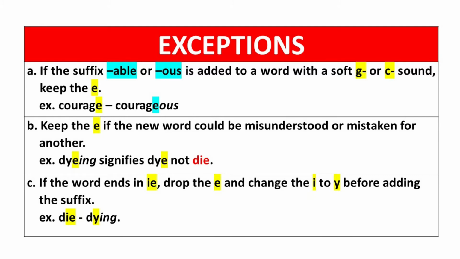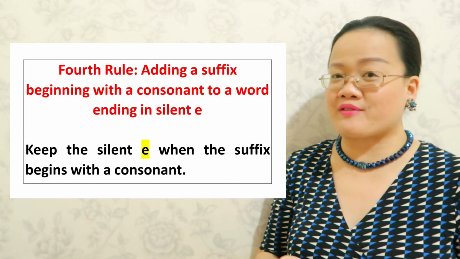Letter C. If the word ends in IE, drop the E and change the I to Y before adding the suffix. For example, die, D-I-E, change IE to Y and add the suffix. That becomes dying, D-Y-I-N-G.